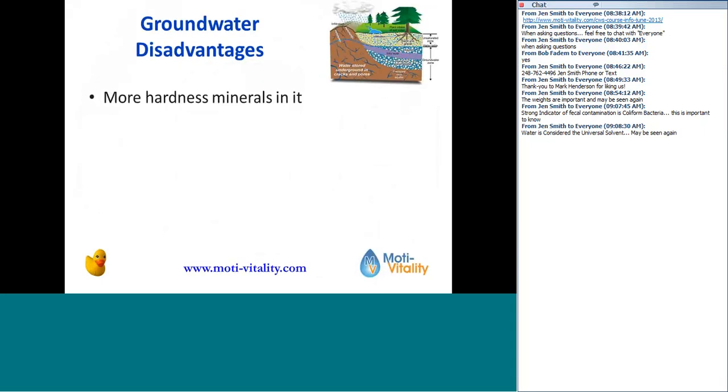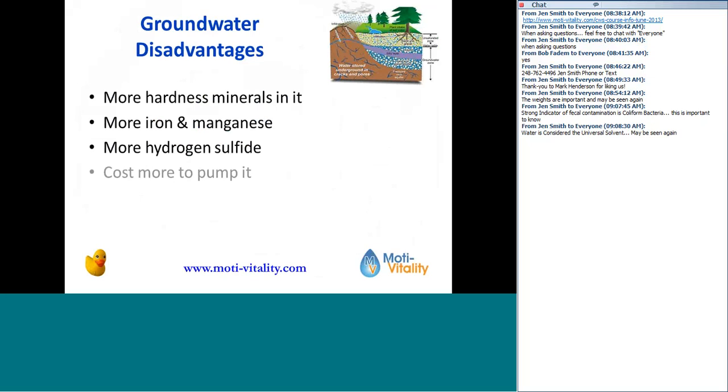Some of the disadvantages of groundwater: it has more hardness minerals in it, more iron and manganese, more hydrogen sulfide, and it costs more to pump it up. And the supply may fluctuate. It may vary because the underground water supplies may vary because of the amount of rain or precipitation and the amount of water that's being used on a regular basis. And it may have things like nitrates in it too.